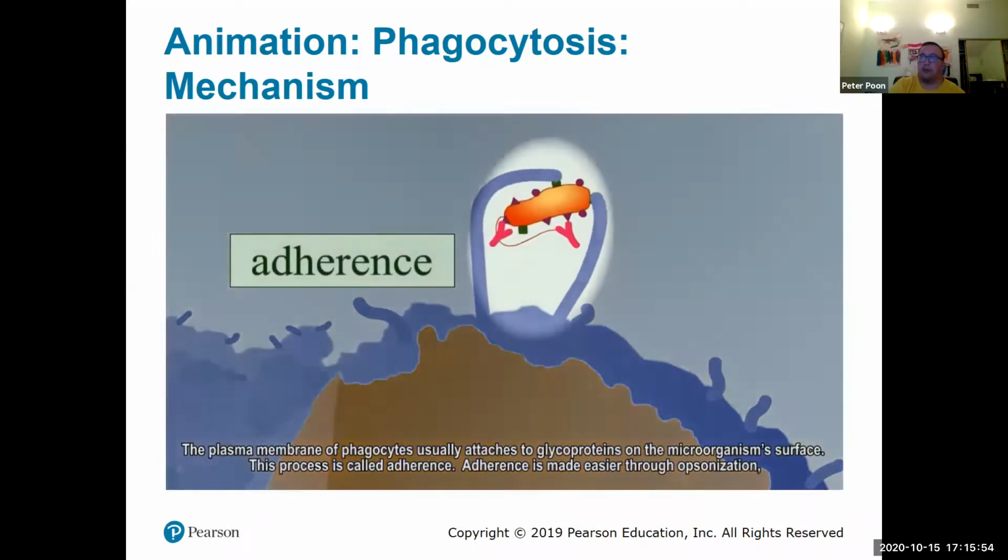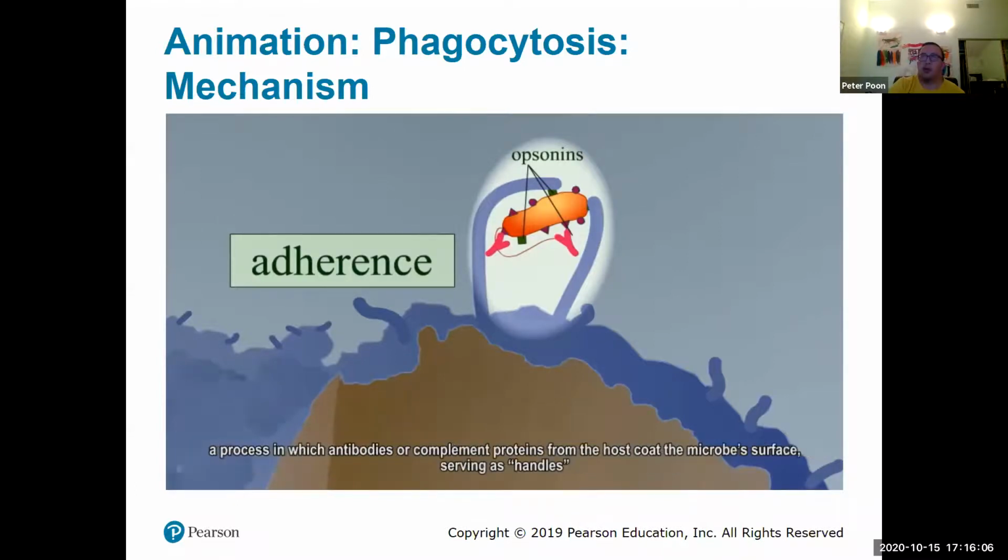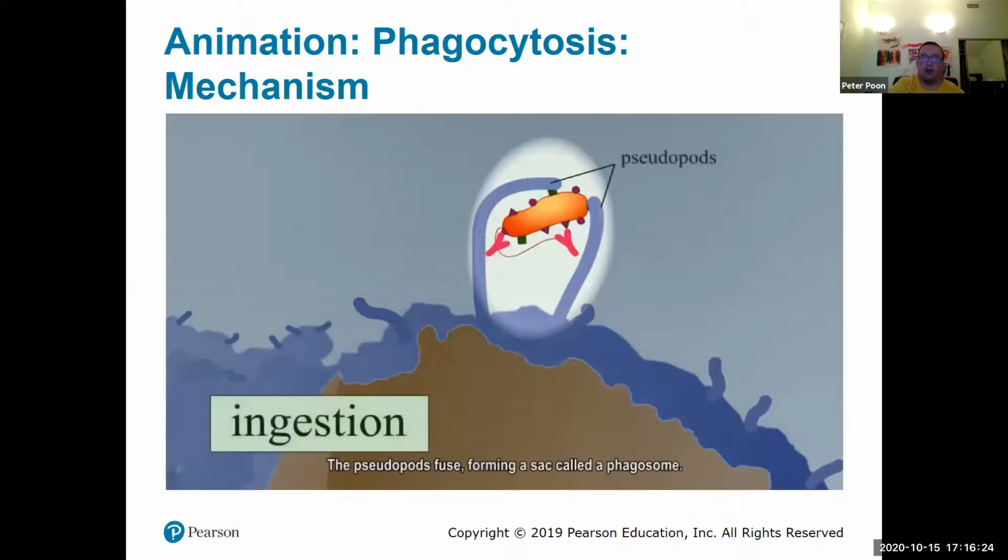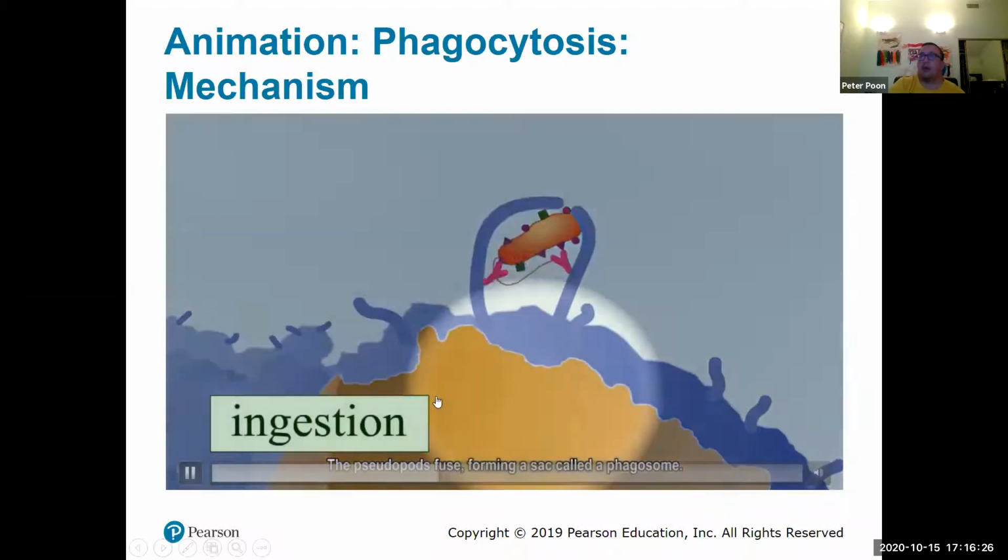The plasma membrane of phagocytes usually attaches to glycoproteins on the microorganism's surface. This process is called adherence. Adherence is made easier through opsonization, a process in which antibodies or complement proteins from the host coat the microbe's surface, serving as handles so that the phagocyte can more easily attach to the microorganism. The proteins that coat the microbe are called opsonins. The pseudopods fuse, forming a sac called a phagosome.